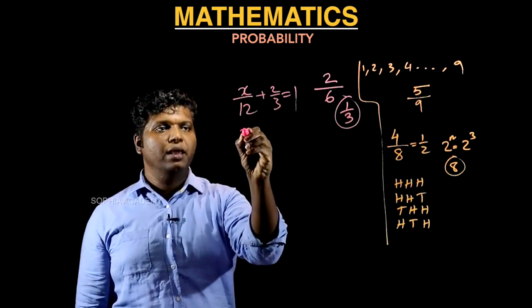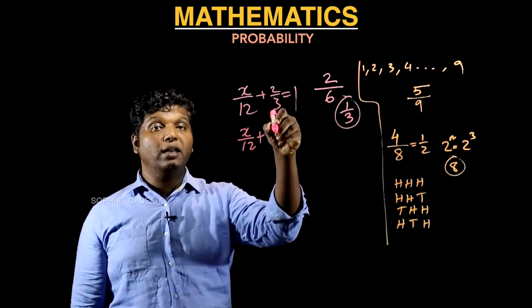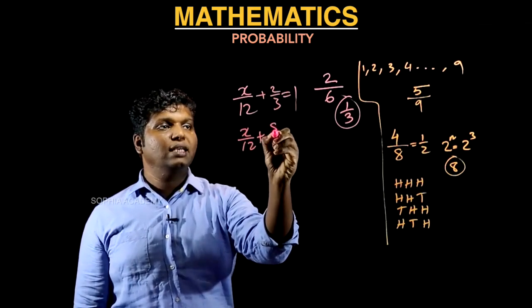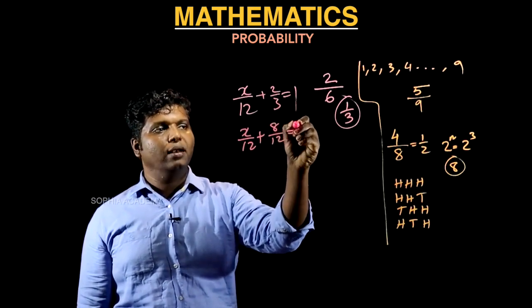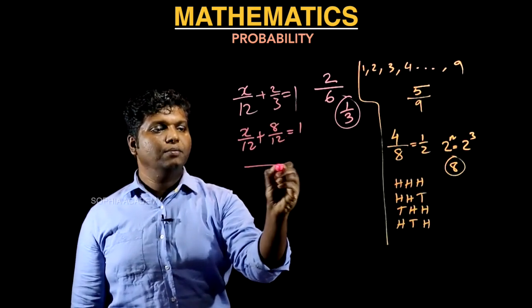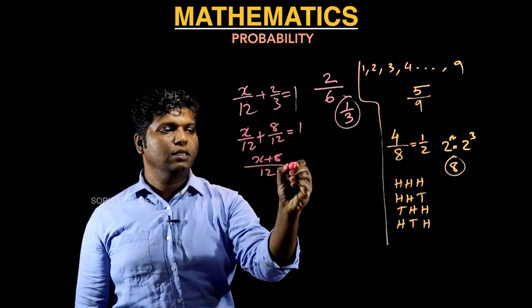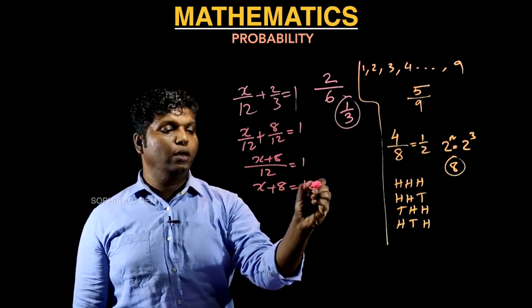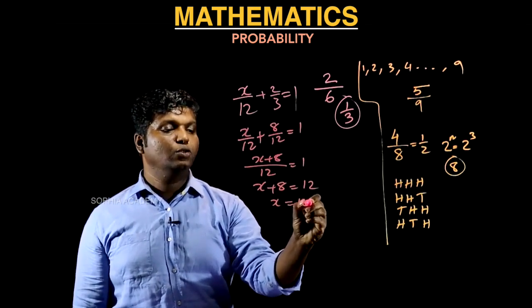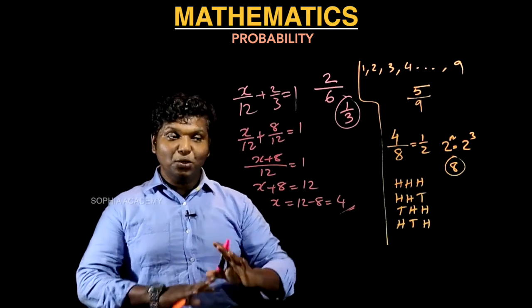So this will become x by 12 plus, multiplying both the numerator and denominator by 4, you will get 8 by 12, is equal to 1. So keep it there, taking x plus 8 is equal to 1. Cross multiplying, you will get x plus 8 is equal to 12. Now tell me what is x? It is 12 minus 8 and that's equal to 4. Isn't it? So 4 is the right answer.